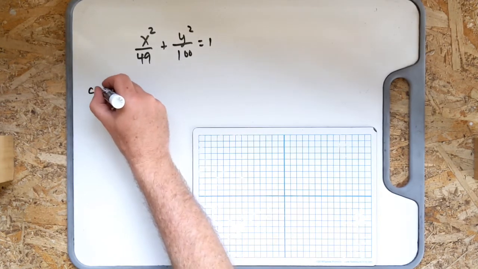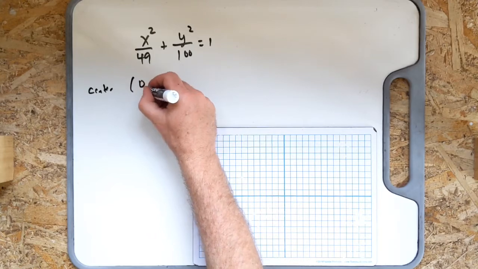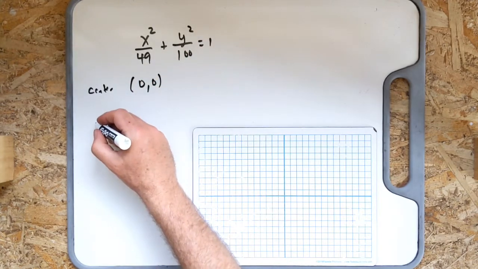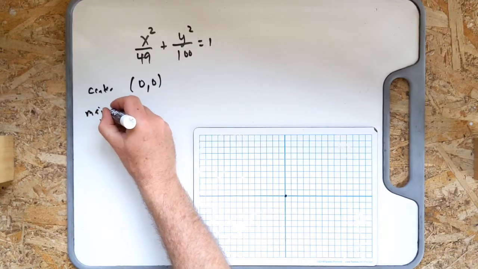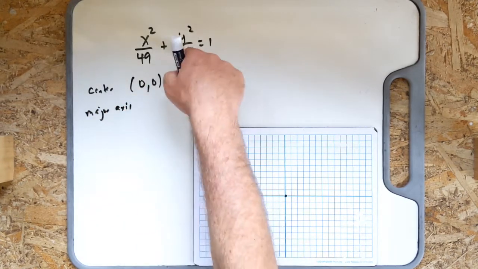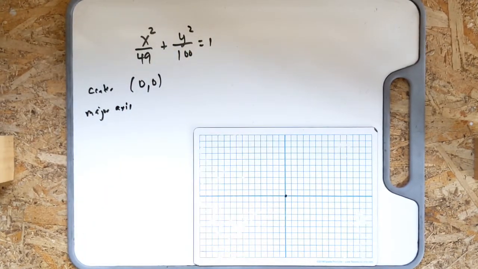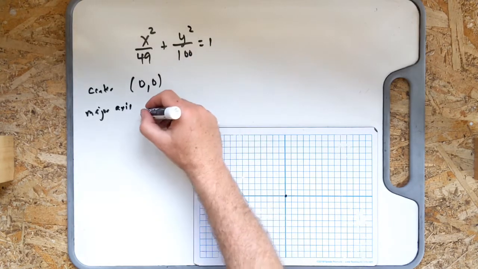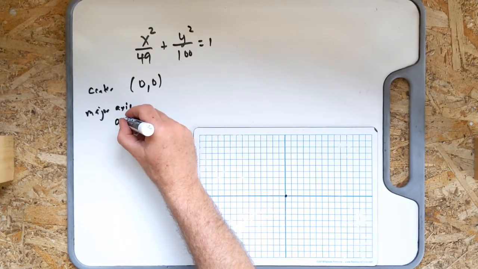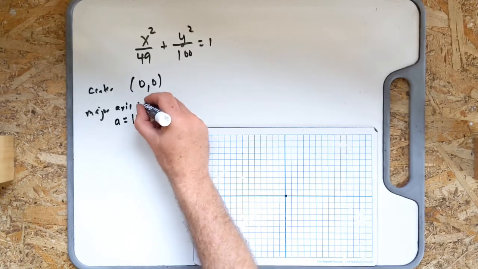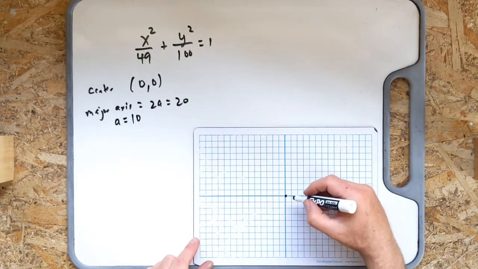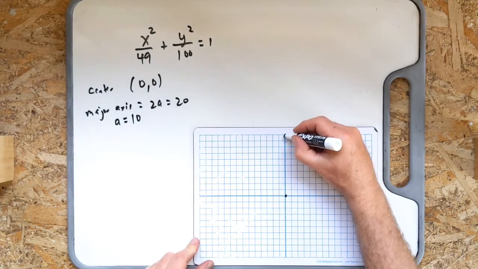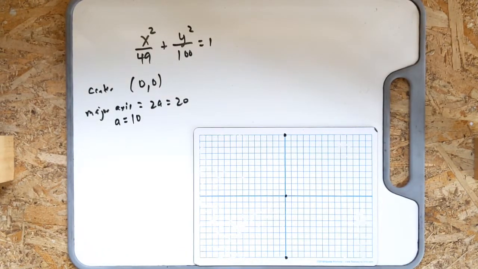The center is 0, 0, because there's no h and k. So I'll do that first. The major axis, as I draw it, is the 100, which is 10 squared. So the major axis A is 10, and the major axis is 2A, which is 20. And I'll draw that in. It's along the y-axis, so it's 10 and negative 10.